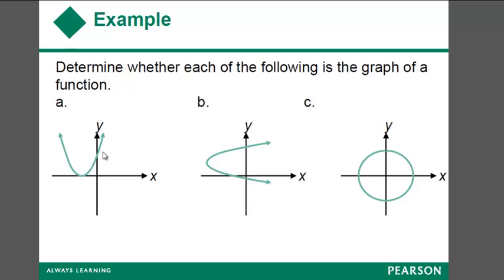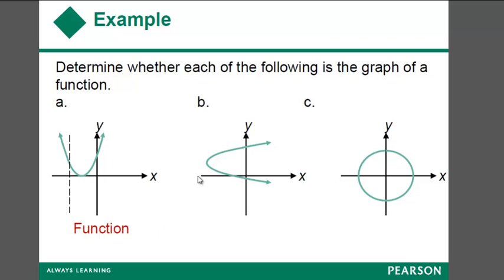Here, determine whether this graph is a function or not. Well, if I draw a vertical line here, how many times do I cross my graph? I cross once. What if I draw my vertical line here? How many times would I cross? I would cross once. What about over here? I would cross once. So, anywhere I draw my vertical line on this graph, I would only cross one time. So A is a function.